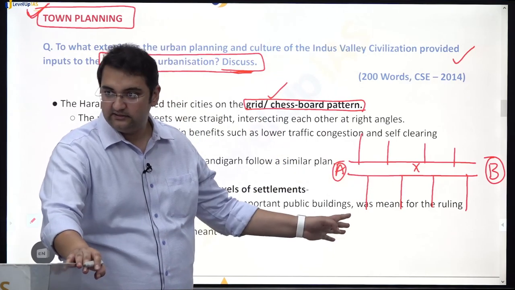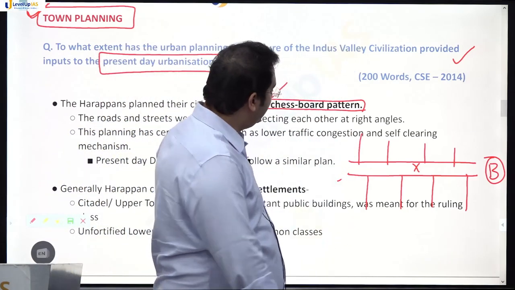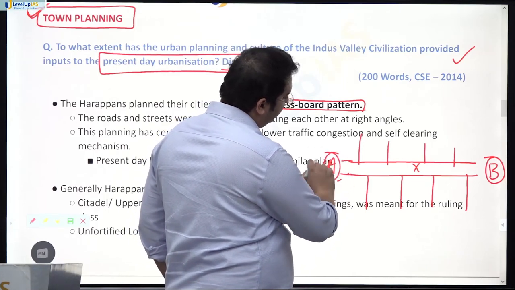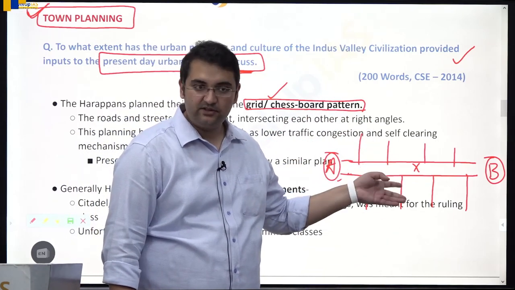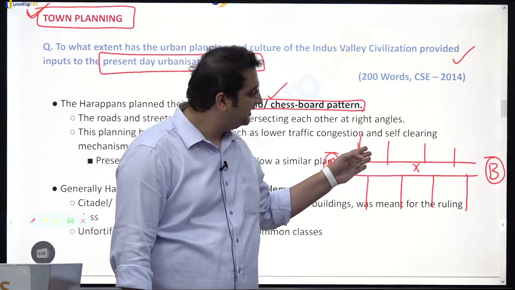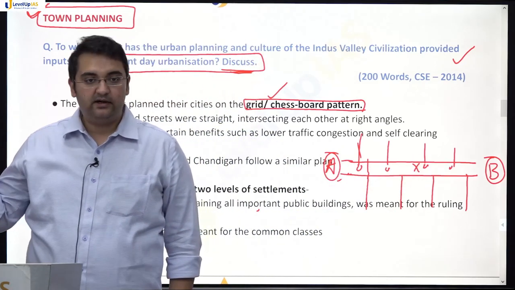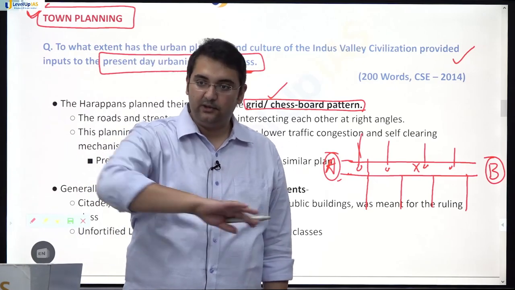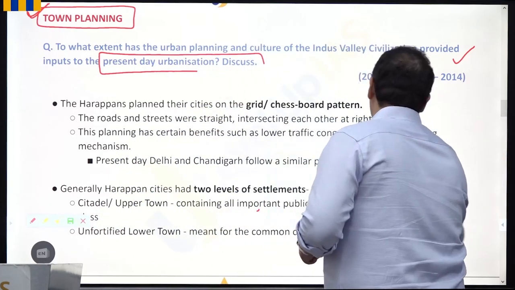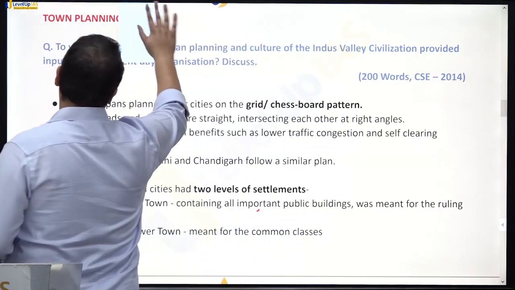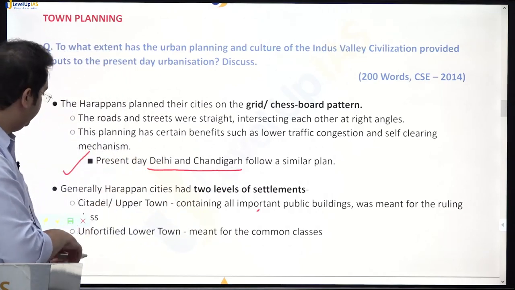But in that other scenario, what is going to happen? You have a number of alternative routes. Further, in this scenario, what is going to happen when the wind blows from this direction to this direction? All the dust and garbage accumulated in all of these streets is going to come and accumulate right on the main street. And in that other scenario, the wind is going to blow from one direction to the other, with no obstruction, and it will blow out of the city. So you get the benefit of a self-cleaning mechanism. And even present day cities such as Delhi and Chandigarh also follow a similar pattern.